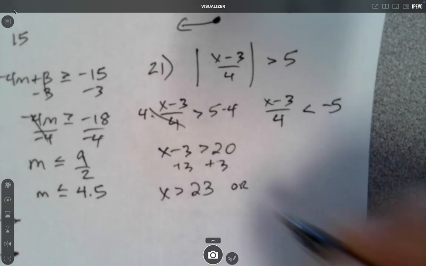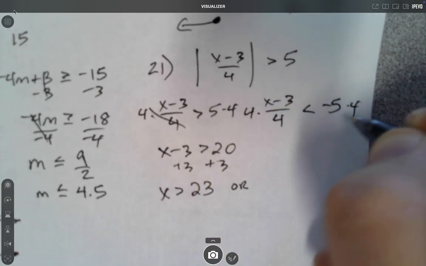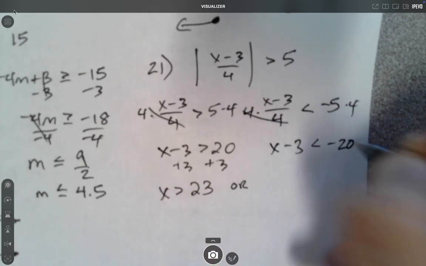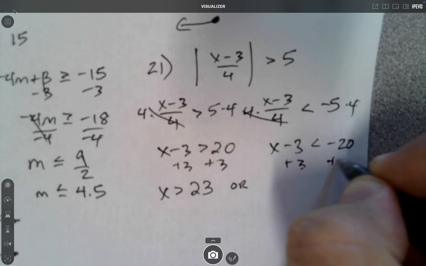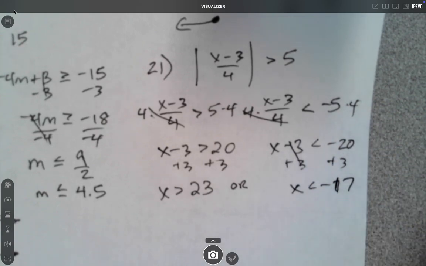Again, this is going to be an or question. Over here, we'll multiply both sides by 4. We get x minus 3 is less than negative 20. Then I add 3 to both sides. Get x is less than negative 17.